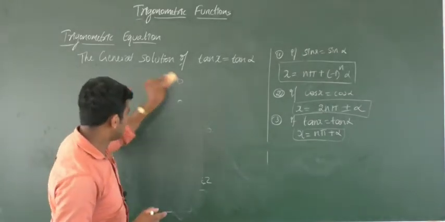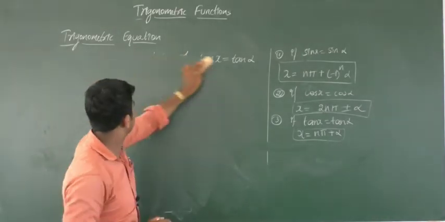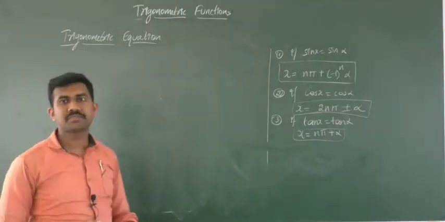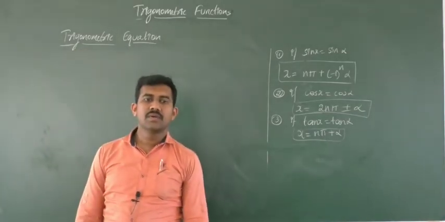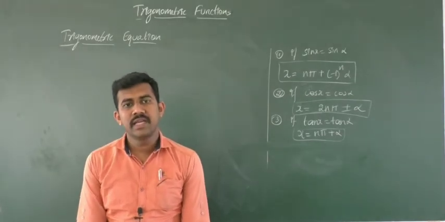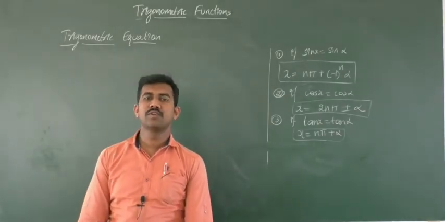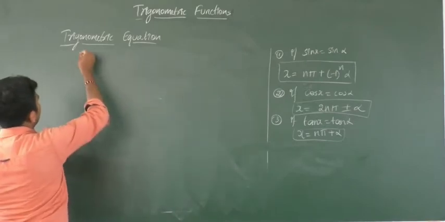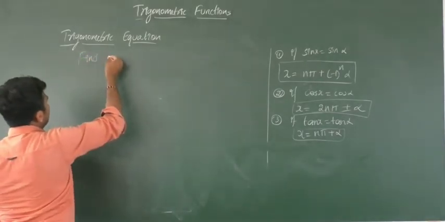See here, they give one: sin x is equal to minus root 3 by 2. Find the solution.